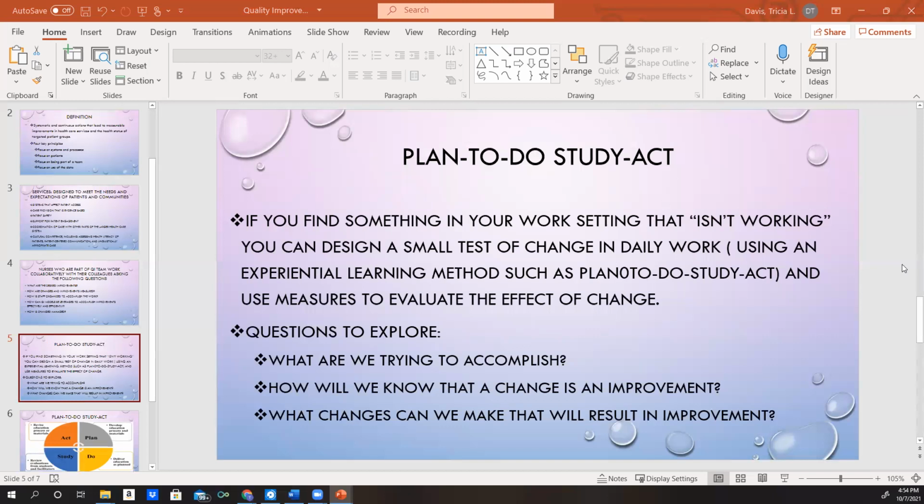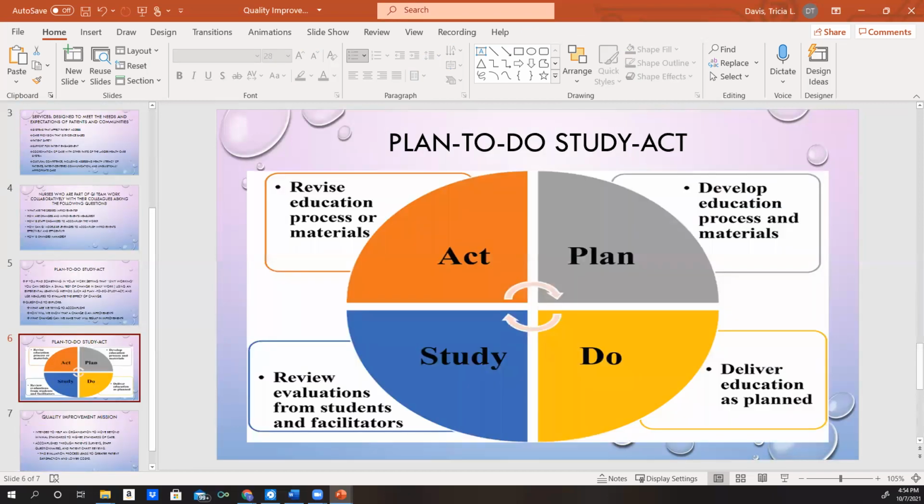So some of the questions that you could look at with this would be, what are we trying to accomplish? How will we know when that change is an improvement, and what changes can we make that will result in improvement? So this is plan, do, study, act. It's a model for improvement. There's a lot of different ones out there. This is just one of them. It's a plan, do, study cycle that will test and implement changes in that real work setting.